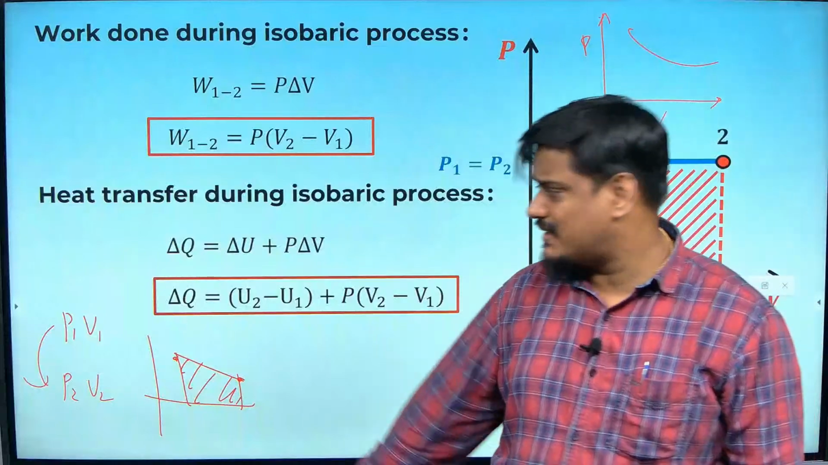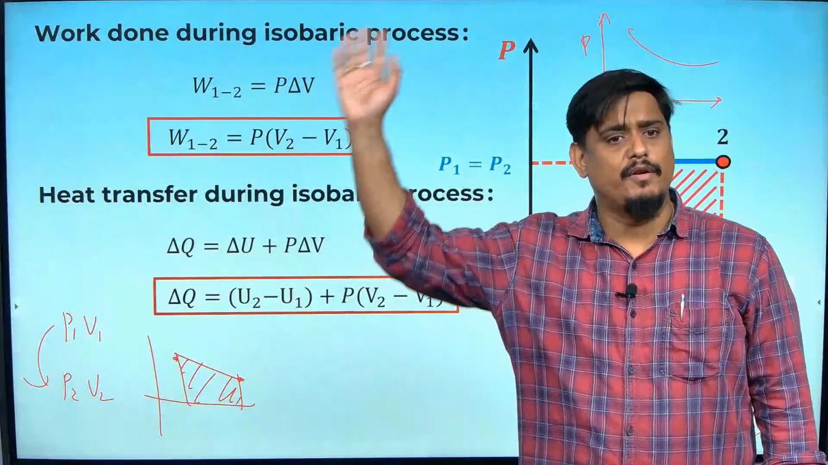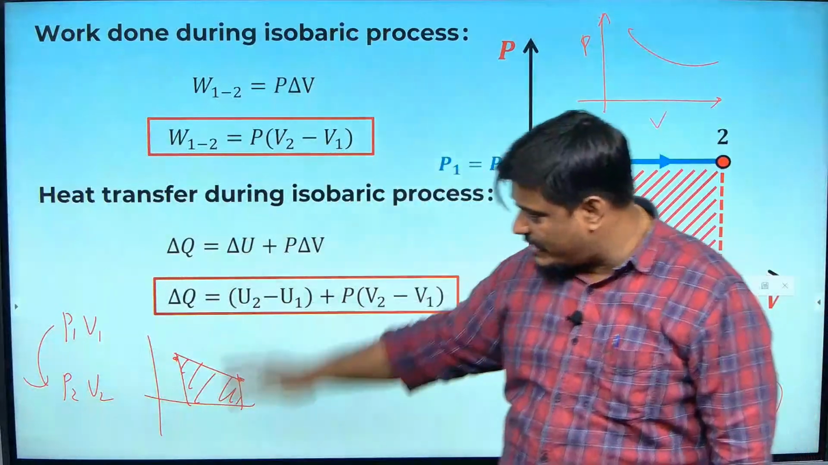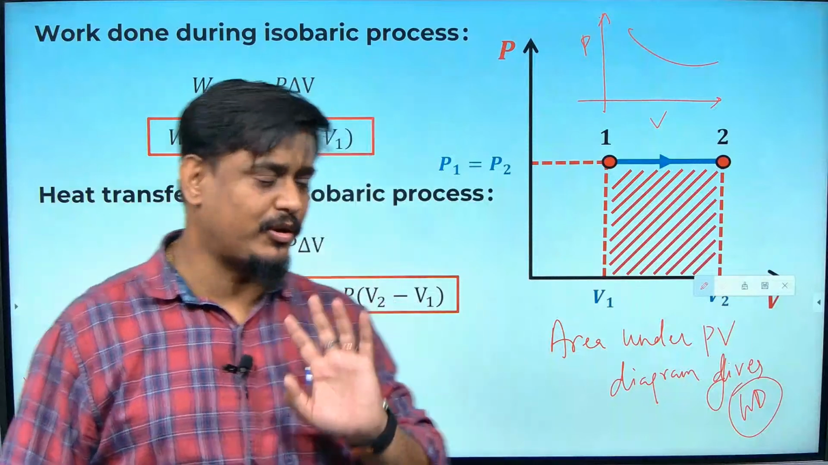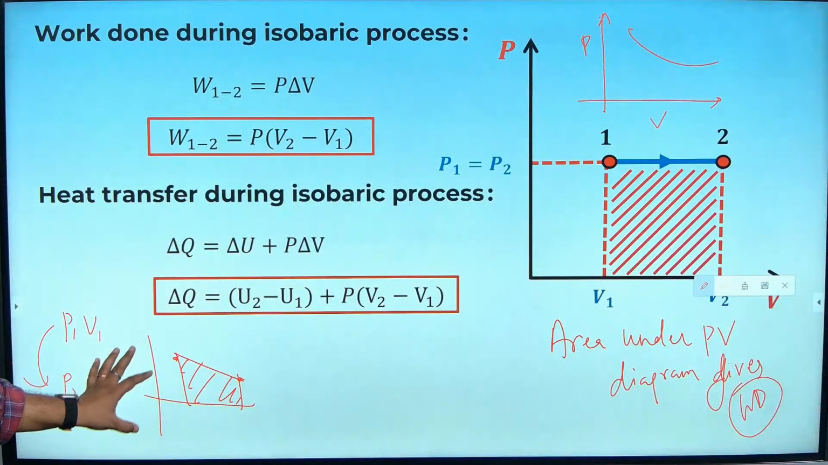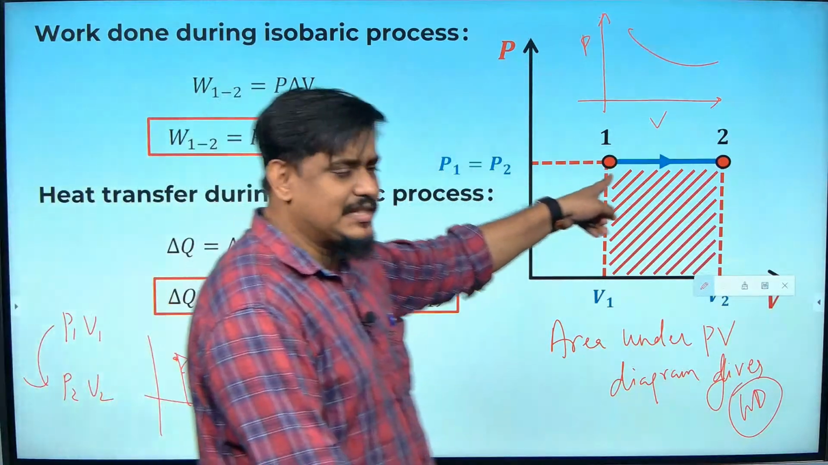In competitive class this is required, where P1 V1 will be given, P2 V2 will be given, and then find the area under it, you will get the value of work done. Is it clear? It is important for the competitive examination. For school exam I think this is not there itself. But I hope you are understanding this graph.